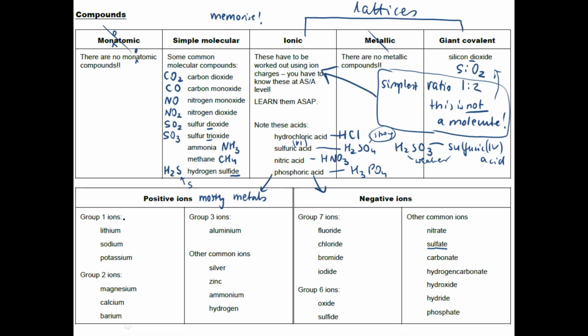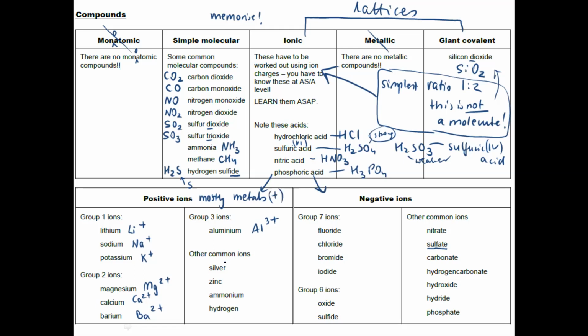Okay, let's go. Group 1 ions are always going to be a +1 charge. So lithium, sodium, potassium. Group 2 ions, always 2+. So magnesium, calcium, and barium. Group 3, aluminium is 3+. So you can see for group 1, 2, and 3, you don't need to memorize the charges. You just find the symbol in the periodic table if you don't remember, and depending which group it is, that's the charge. Metals are always positive charge.